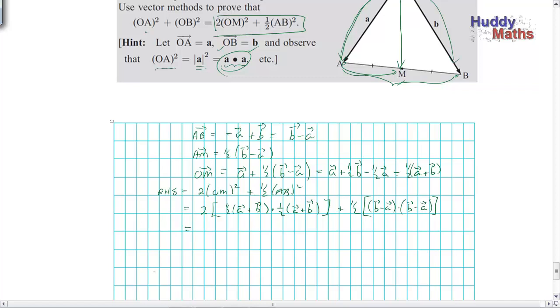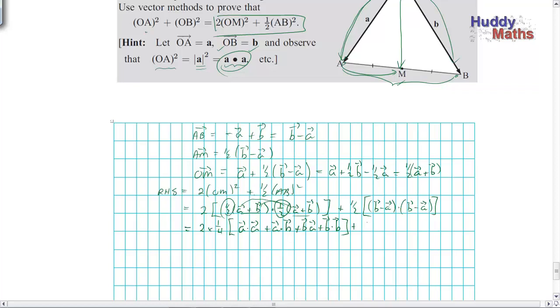So let's leave the 2 out the front and bring out a half by a half. Scalar multiples is a quarter, and then we'll dot A plus B by A plus B. So it's A dot A plus A dot B plus, now do these, B dot A plus B dot B. That's 2 OM squared, just using the rule for the product of 2 dot products.